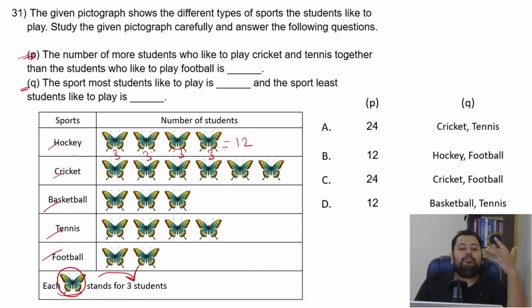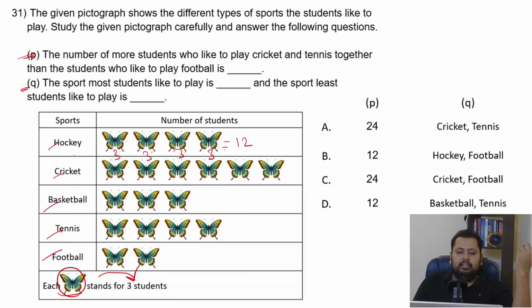Question P says the number of more students who like to play cricket and tennis. So first find out how many people like to play cricket and tennis together. Then the students who like to play football. So find out how many people like to play football. Just do the subtraction. You will get the answer. For Q, the sport that is most liked, again, you can just find out directly, or you can see the number that is the maximum will be the most liked sport, and the least number will be the less liked sport. Right? Pause the video, solve it first, and then look at the solution.